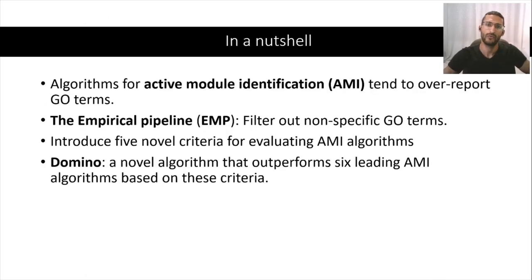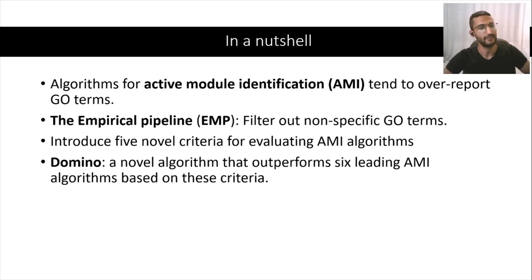In this work, we revealed a common problem in the active module identification world of over-reporting enriched GO terms. To tackle this problem, we devised the empirical pipeline, or EMP for short, a procedure for filtering out non-specific GO terms. To measure different algorithms based on the EMP calibration, we fashioned five novel AMI criteria. And finally, we present DOMINO, a novel AMI algorithm that outperforms six leading algorithms based on these criteria.